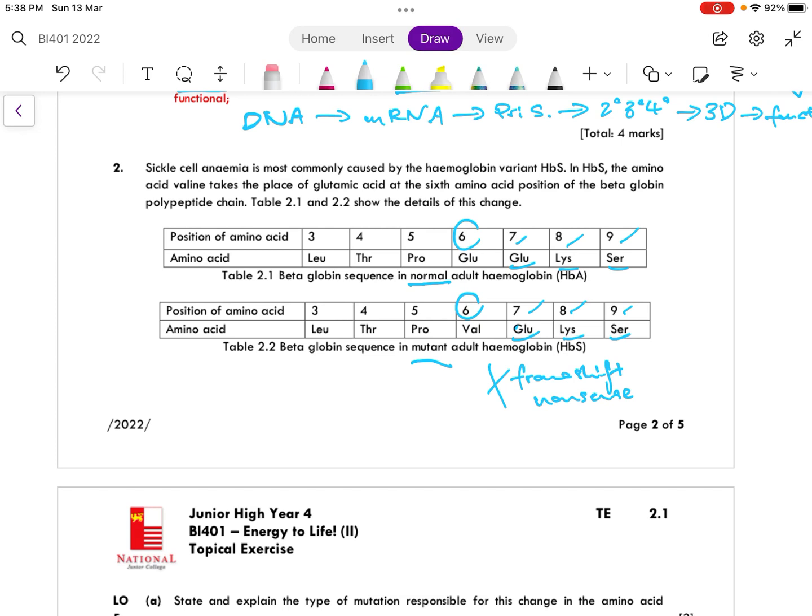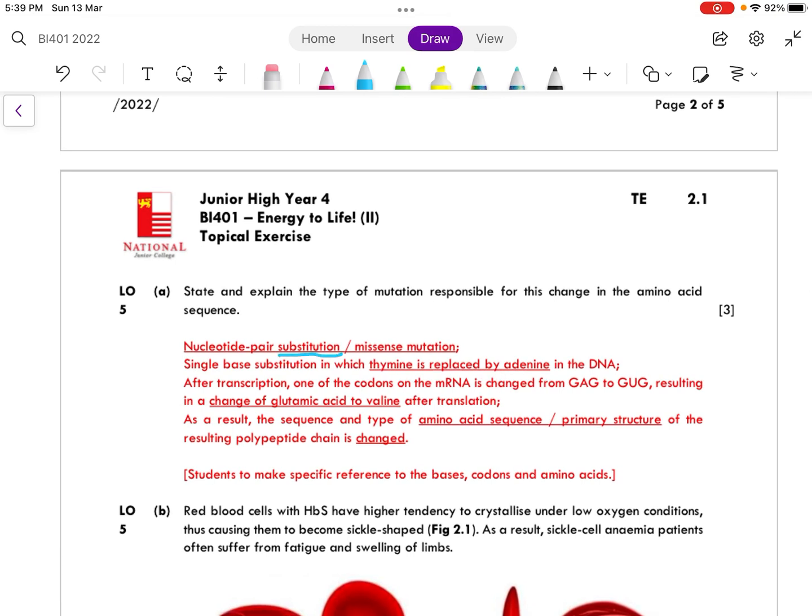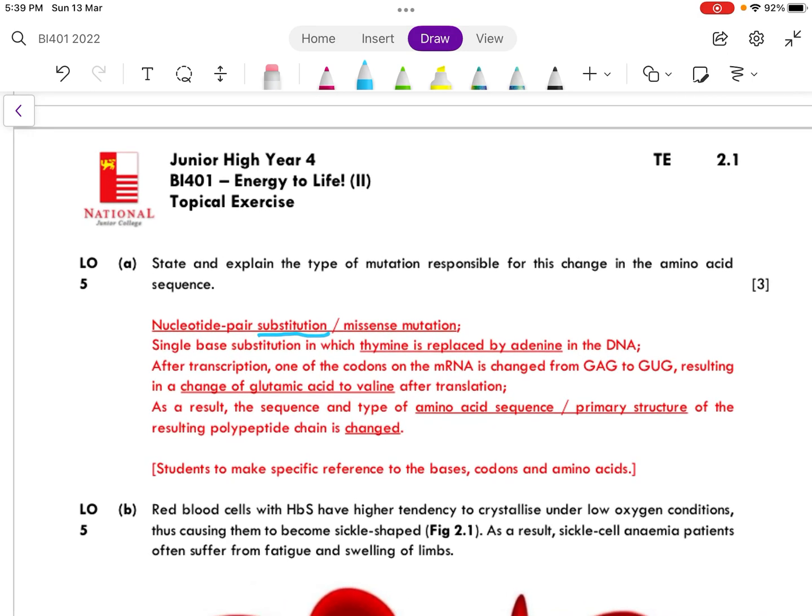And therefore, since this change is so localized, it only affects amino acid 6, it means very likely the change was only unique to this particular codon that coded for amino acid 6. That means to say, likely some form of substitution occurred or missense mutation. Missense mutation means the amino acid changed from one to another. And usually this happens when we have a substitution. So many of you did quite well for this. You said that it is likely a substitution or a missense mutation.